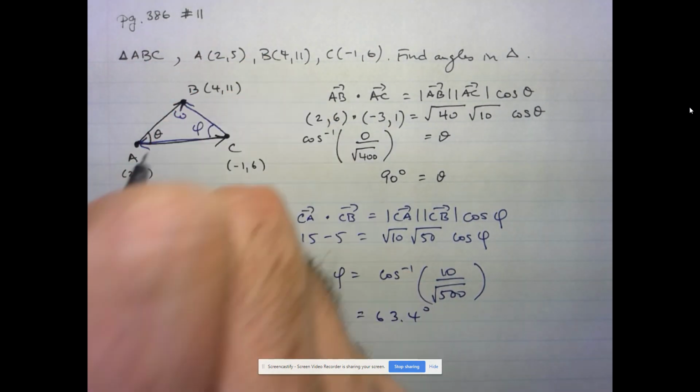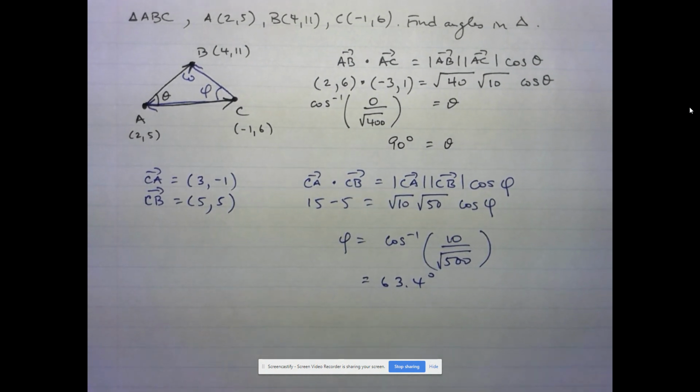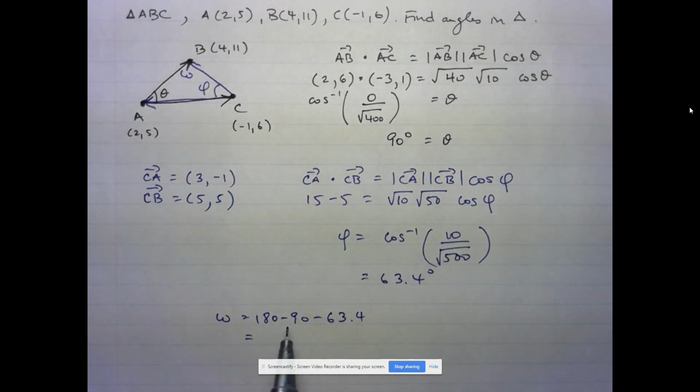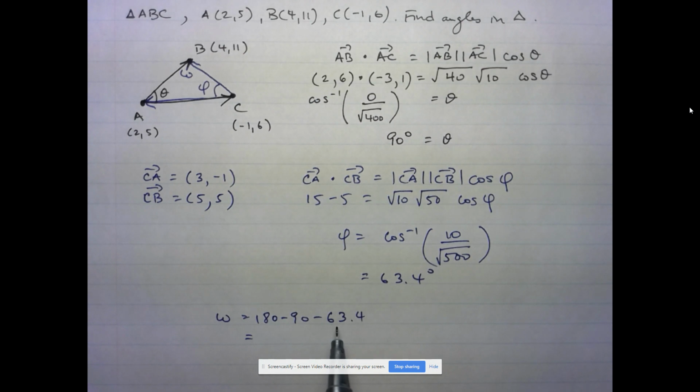To find the last angle, call it omega, I don't actually need any kind of equation because it's just going to be 180 minus 90 minus 63.4. So this is obviously going to give me 90, and 90 minus 63.4 is 26.6 degrees. 6 plus 4 is 10, 6 plus 3 is 9, 6 plus 2 is 8, 90. There we go. So there are our three angles.